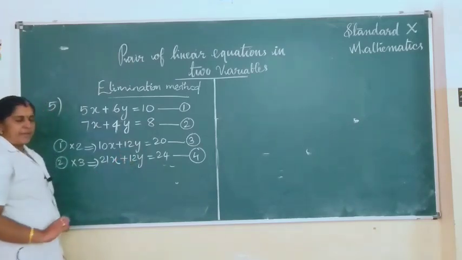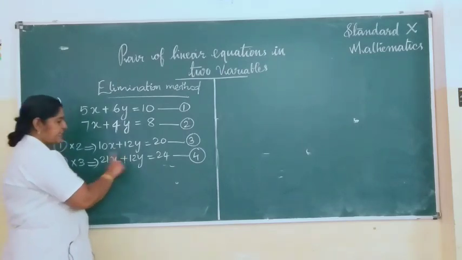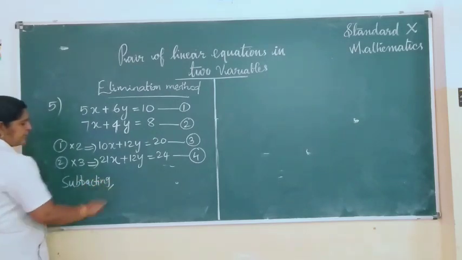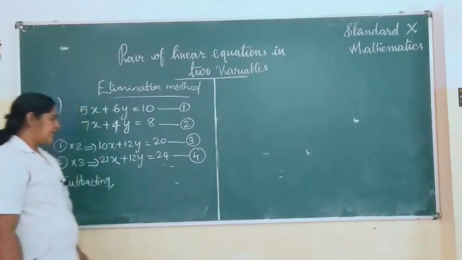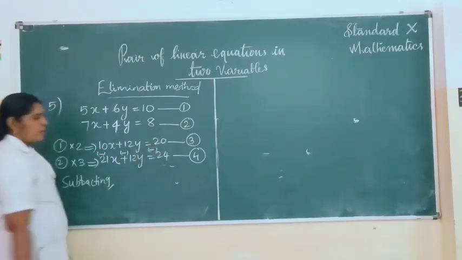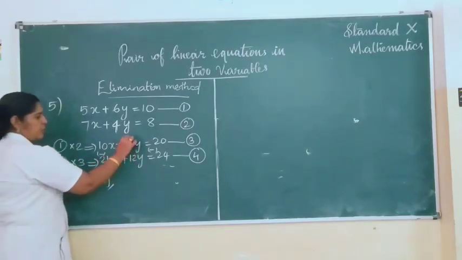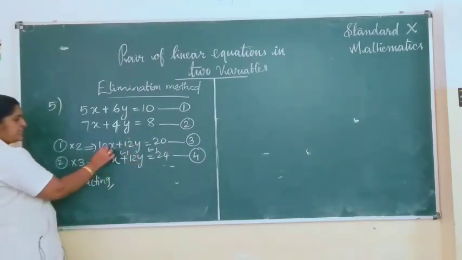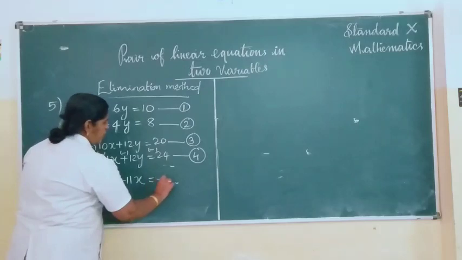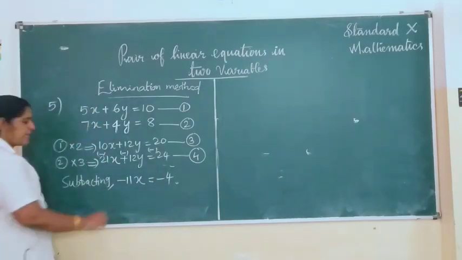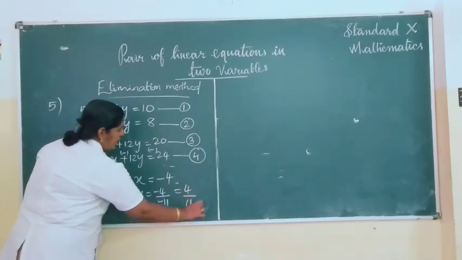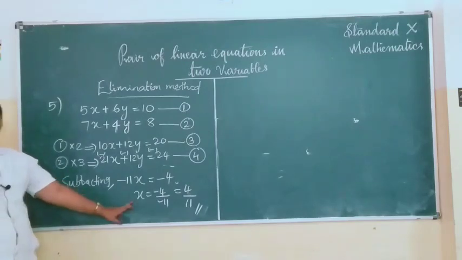It is plus and plus, so in order to change the sign we are going to subtract. When you subtract, the second equation's terms will change sign. So it becomes minus, here also minus, here also minus. Now 12y minus 12y is eliminated. What is 10x minus 21x? Minus 11x equal to minus 4. From this we get the value of x: minus 4 by minus 11, that is 4 by 11. Thus you got the value of x.